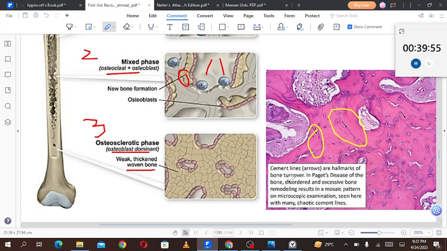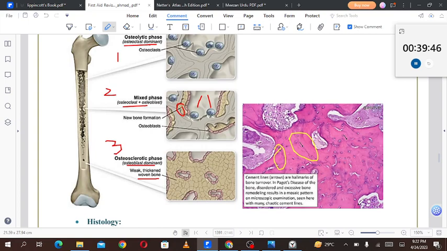In Paget's disease of the bone, disordered and excessive bone remodeling result in a mosaic pattern on microscopic examination, seen here with many chaotic cement lines. So let's come back.